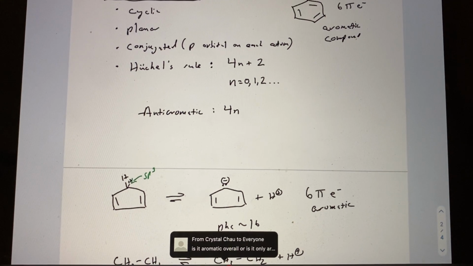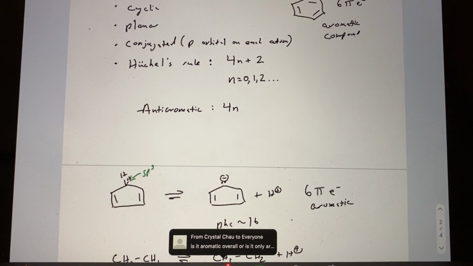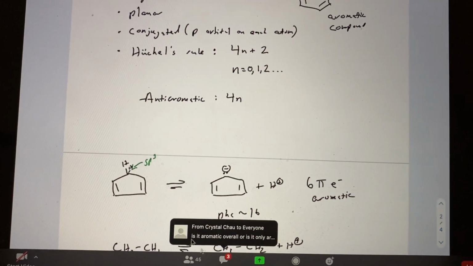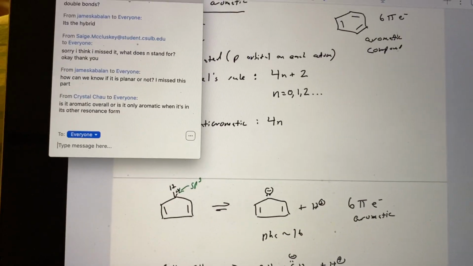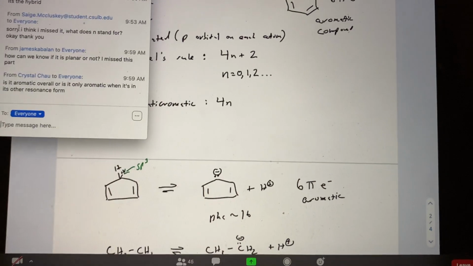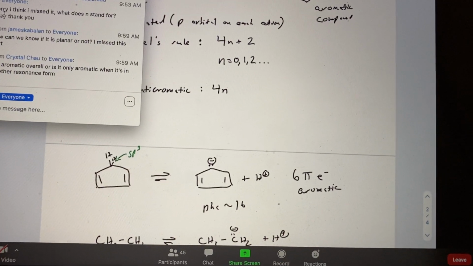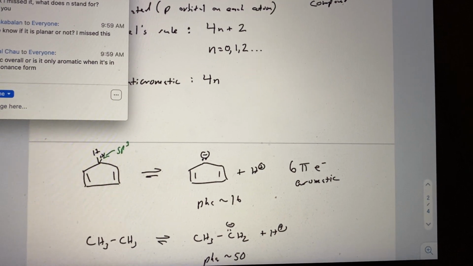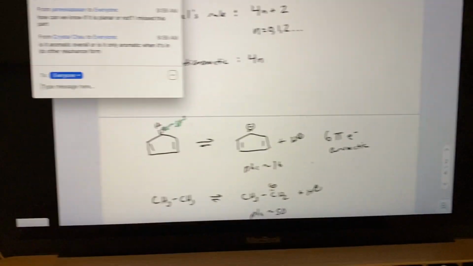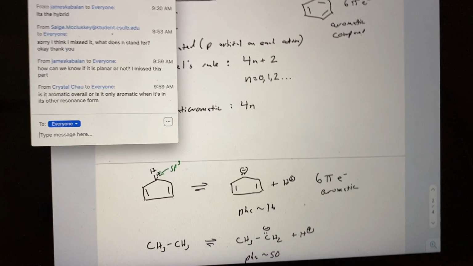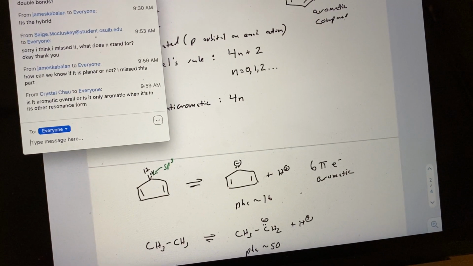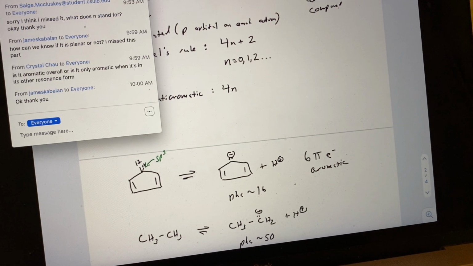Okay, I see some questions coming in. The first question, James asked if we know the compound is planar or not. That's a difficult one sometimes to see. A lot of times for these compounds, we're going to first assume that it's planar. I'll show you an example of anti-aromaticity where it's not planar, but we'll first assume that it's going to be planar. And if it's not, then we'll make some other considerations.